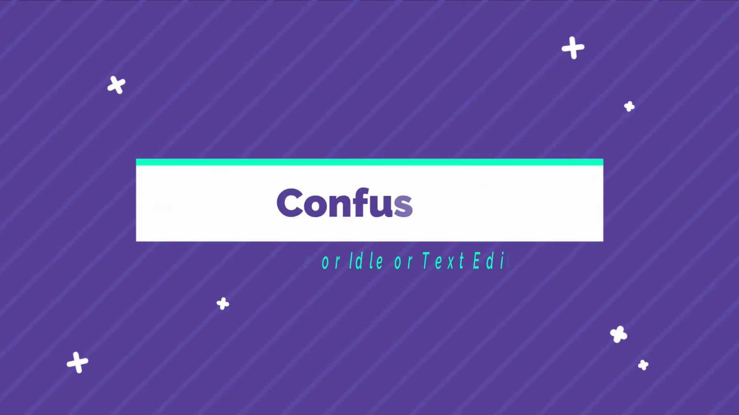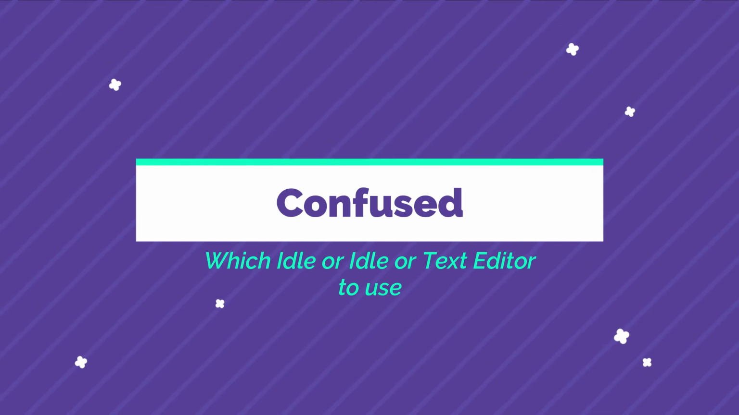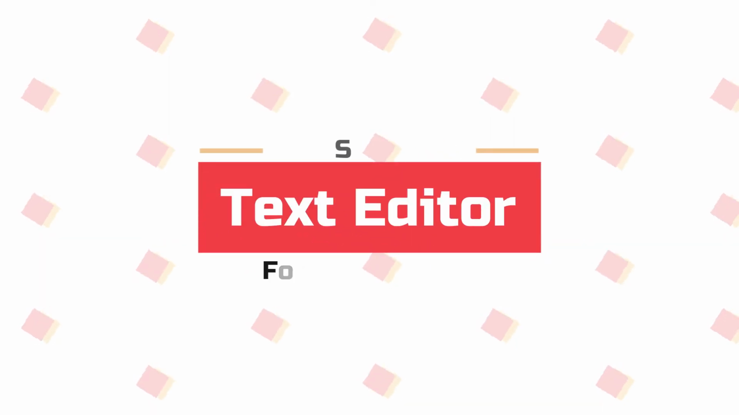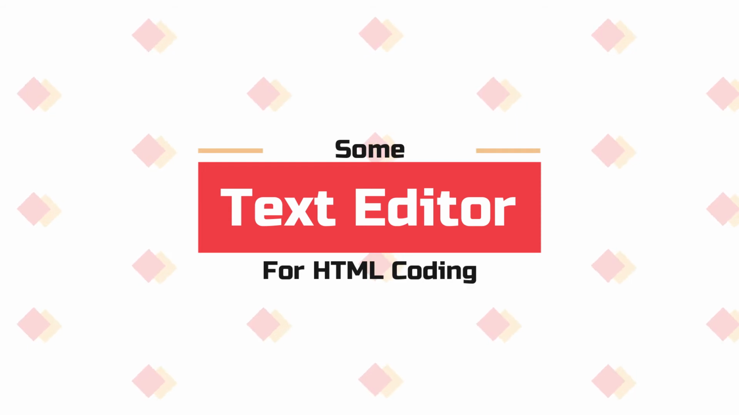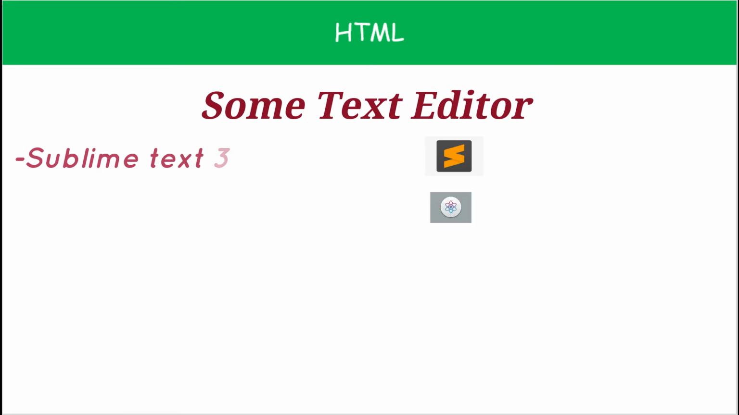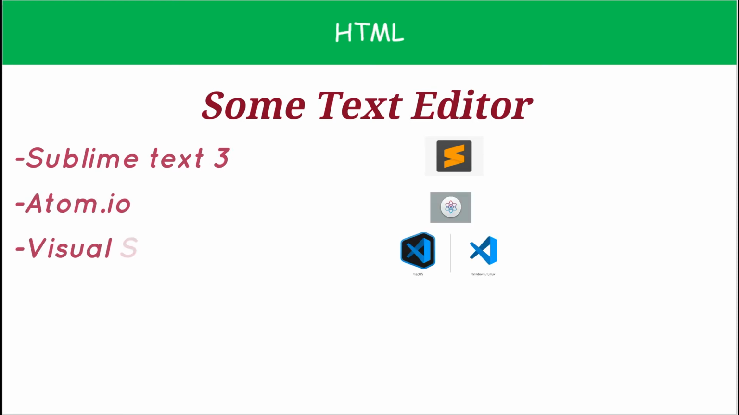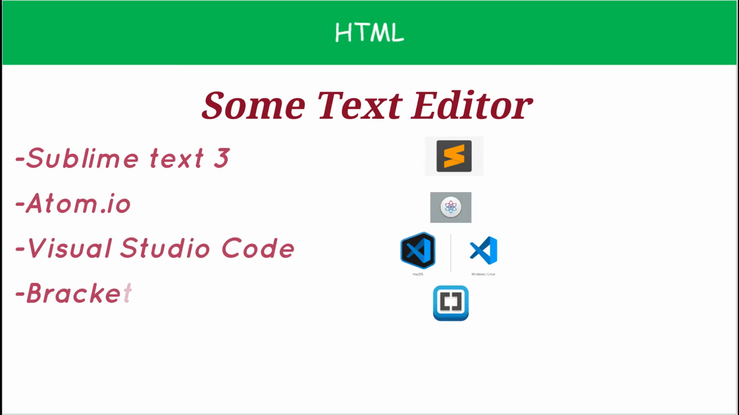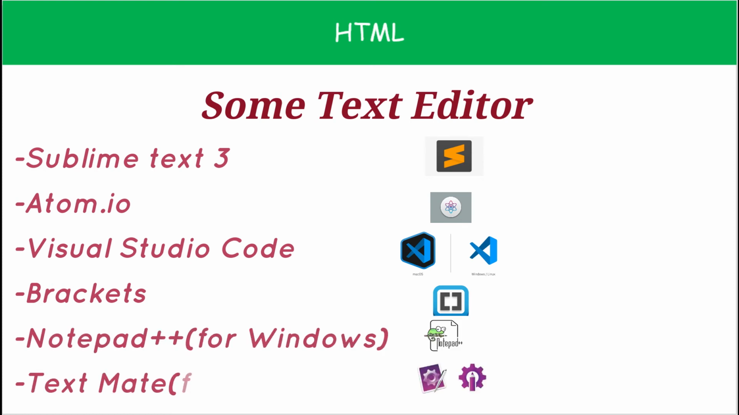People often get confused about which IDE or text editor they should use to write HTML code. So here are some of the best text editors that people have been using for simplicity, like Sublime Text, Atom.io, Visual Studio Code, Brackets, Notepad++ for Windows, and TextMate for Mac.